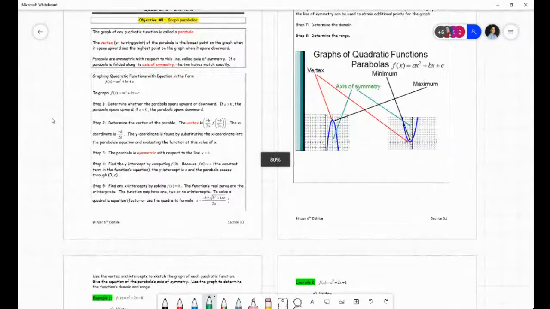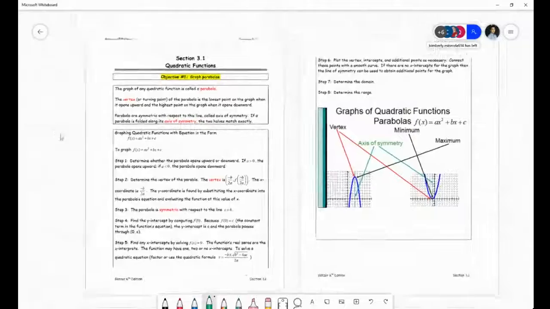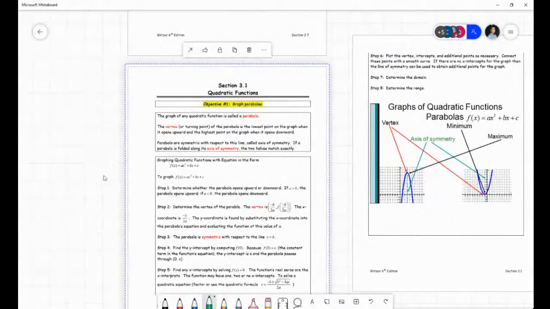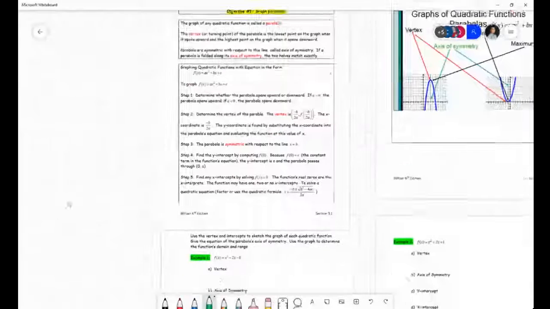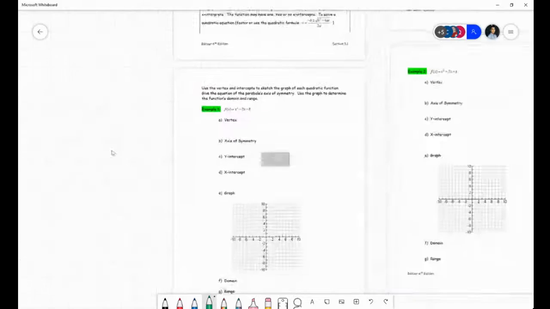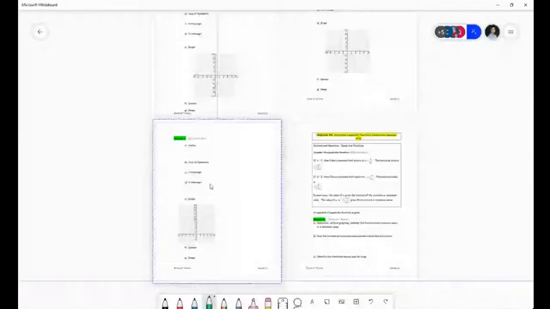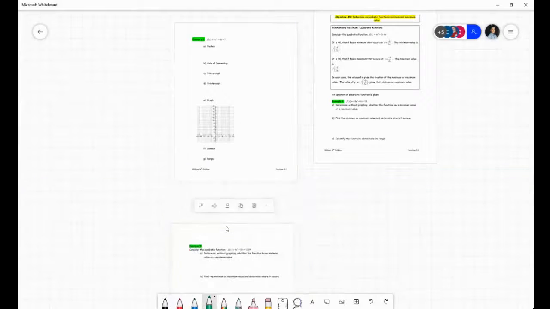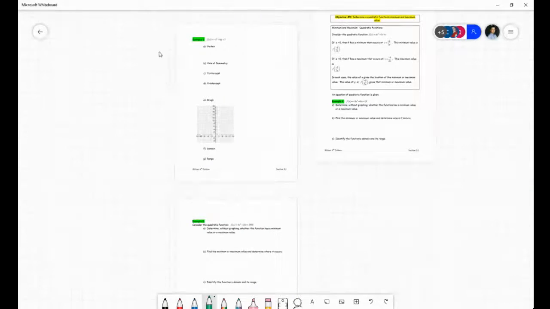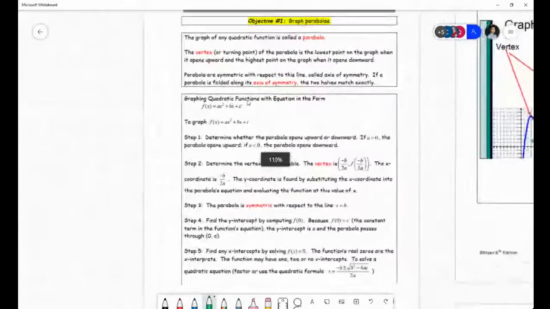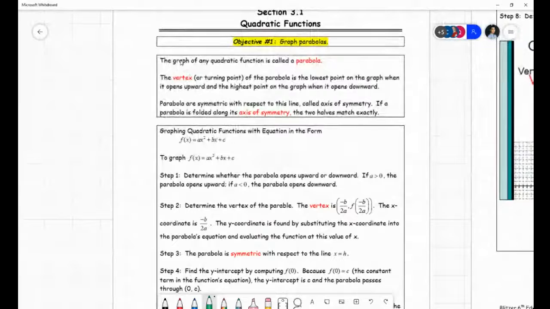Okay, so 3.1, we're going to go into specifics of quadratic functions. We're going to look into more details on finding each part of the quadratic function, basically the vertex, axis of symmetry, whether it opens up or down, and then we're going to look at word problems on how to solve for quadratics as well.